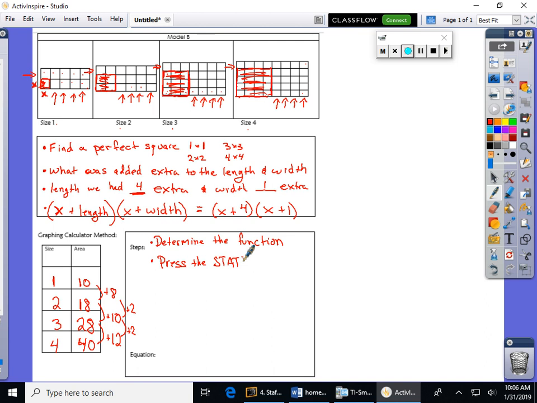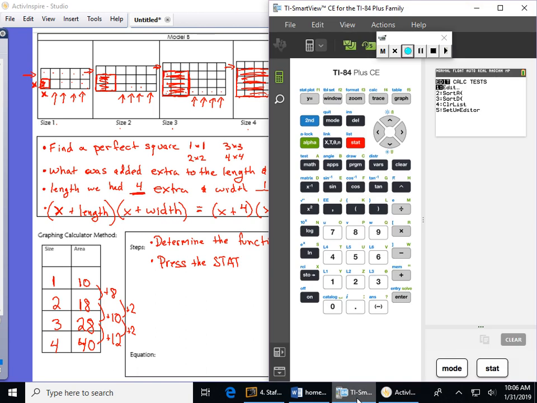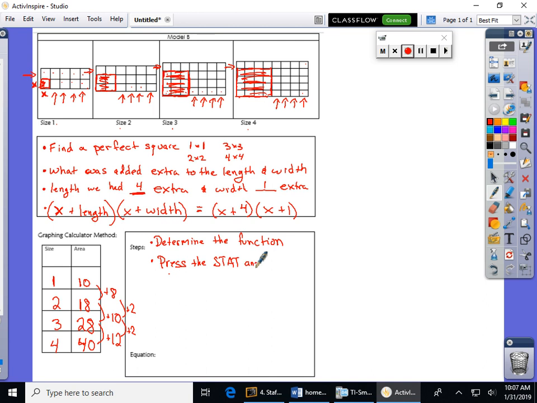Now in there we have a whole lot of functions. We can edit, sort, clear, setup, calculate, test. We want to edit so we can enter our data. We can either push 1 or press enter. So we press stat and then enter to edit.